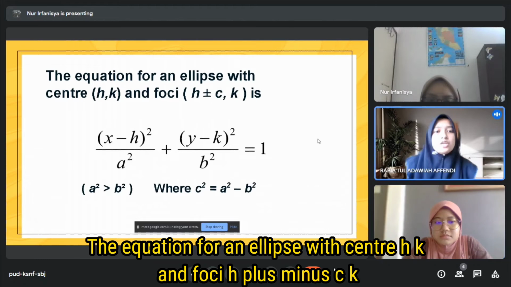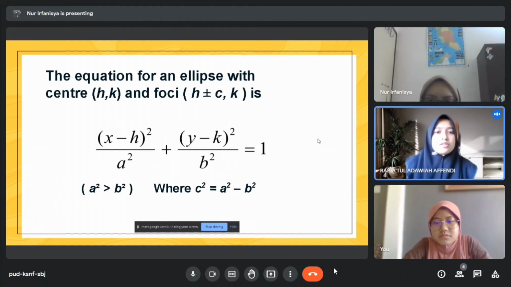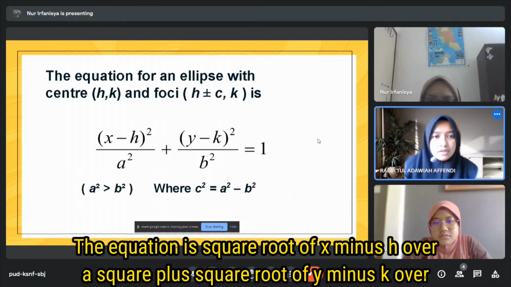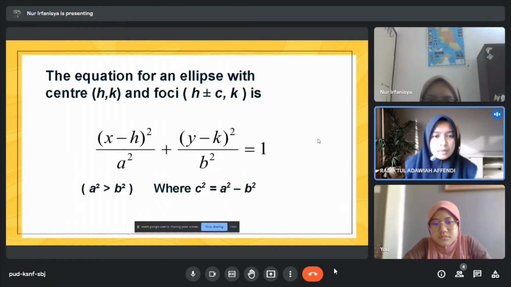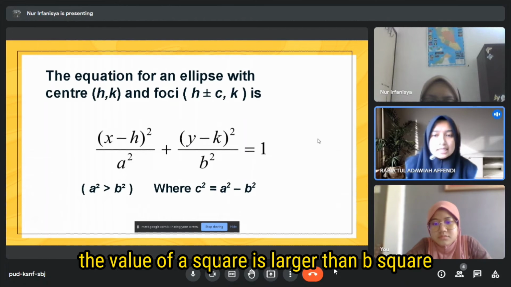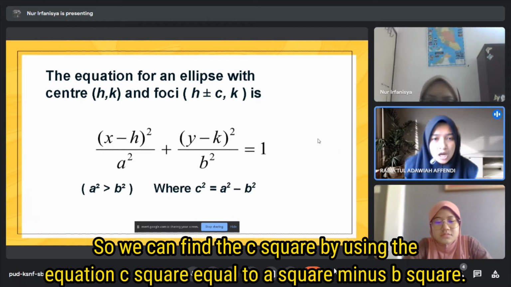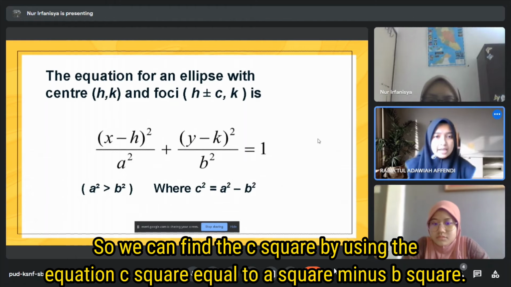Here we have the equation for an ellipse with center (h, k) and foci (h ± c, k). The equation is (x - h)² over a² plus (y - k)² over b² equals 1. We have to make sure that a² is larger than b². We can find c² by using the equation c² = a² - b².